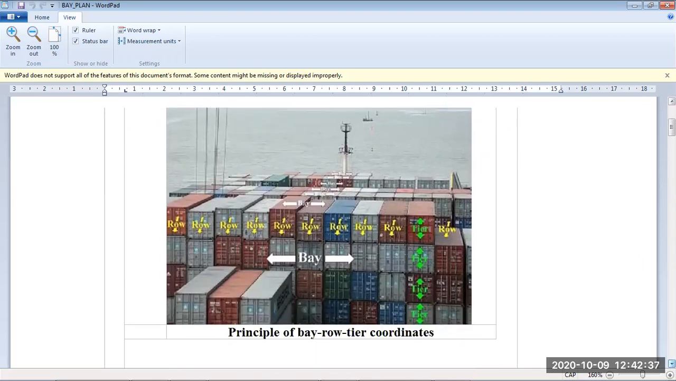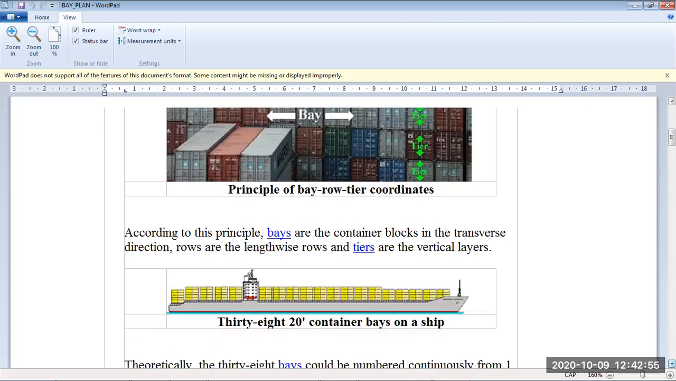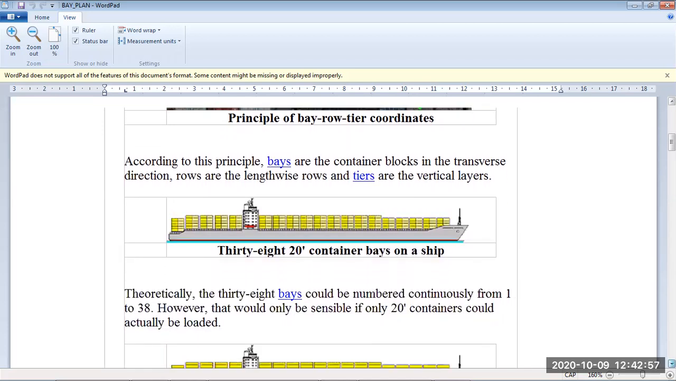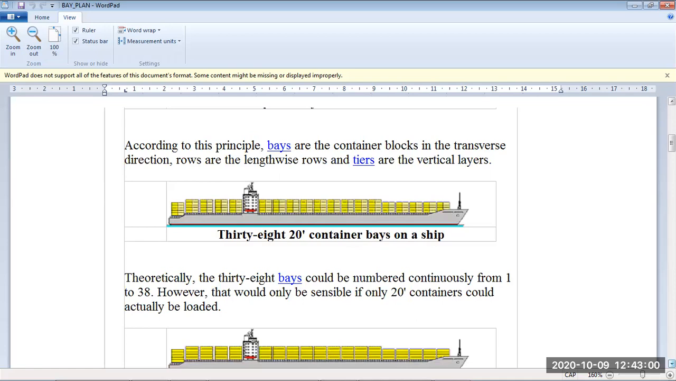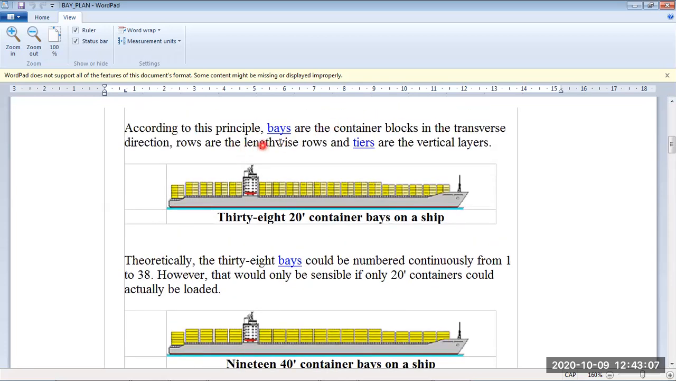this is how containers are actually loaded, and these are the different tier numbers. This is one bay, this is the second bay, the third one, each a different bay here, and we have different rows. So this is how you will write. For each 20-foot container, the bays are marked. So we have to write that bays are in the transverse direction, rows are lengthwise, and tiers are vertical layers.